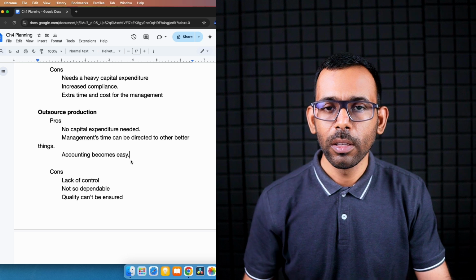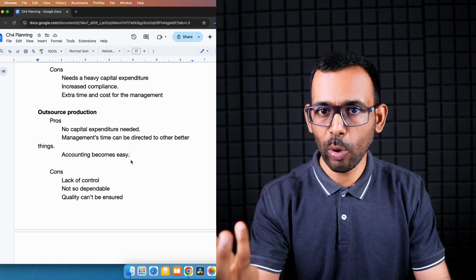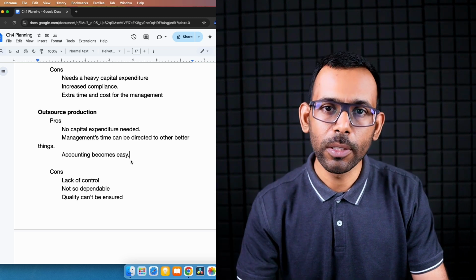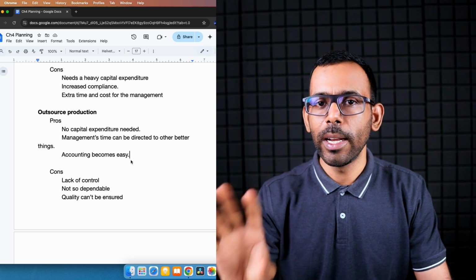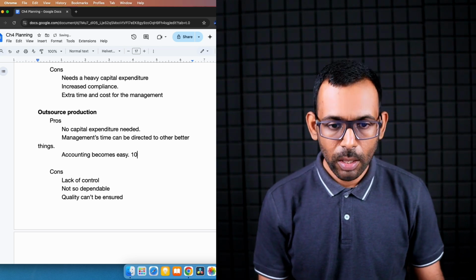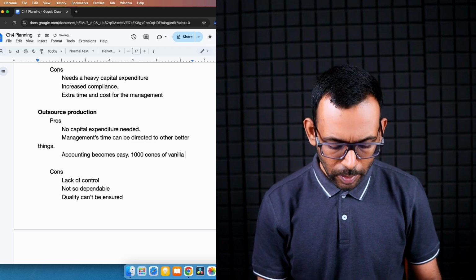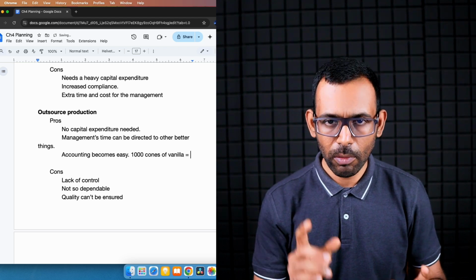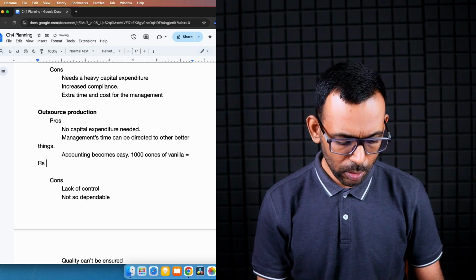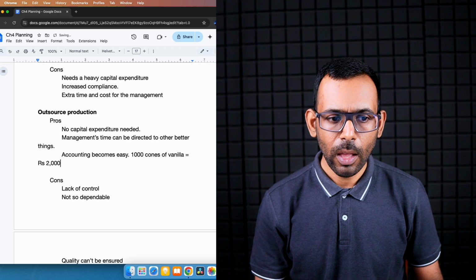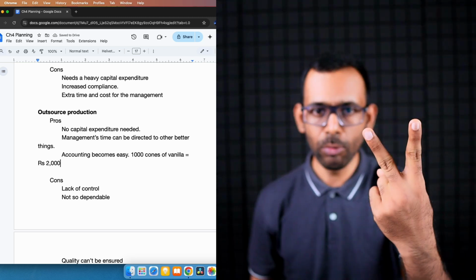Accounting becomes easy. Usually third-party manufacturers will say that if I make 1 cone of ice cream, you have to give me 2 rupees for that. It comes finally to that only. Let's say I ask them to make 1,000 cones of vanilla ice cream. I just have to pay 2 rupees per cone. The amount payable simply comes to 2,000 rupees. Accounting becomes extremely easy. I'll just finish this entire thing in 2 journal entries.